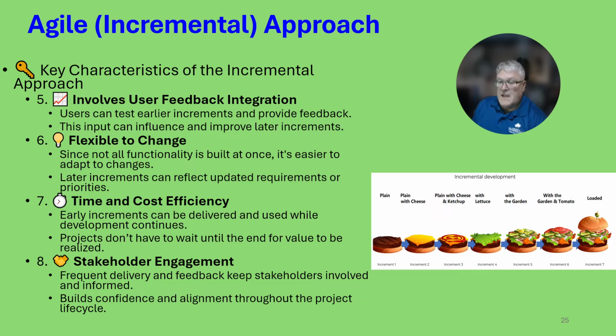It's a good example for the incremental approach. If you notice, you have a plain hamburger. There's the bun and the meat. Then you might add cheese to it. Then you might want to add cheese and ketchup and provide those as selections for orders. Then you might want to say you can have it with lettuce. Then you might call it with the garden. And then it might be with the garden and a tomato. And then it might be loaded and has everything to offer.